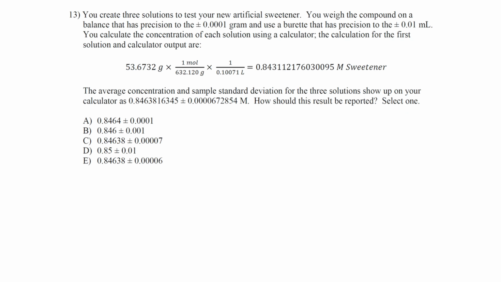Okay, so you create 3 solutions to test your new artificial sweetener. You weigh the compound on a balance that has a precision of plus or minus 0.0001 gram and use a burette that has a precision to 0.01 milliliters. You calculate the concentration of each solution using a calculator. The calculation for the first solution is this. The average concentration and sample standard deviation for the 3 solutions is this. How should this result be reported?